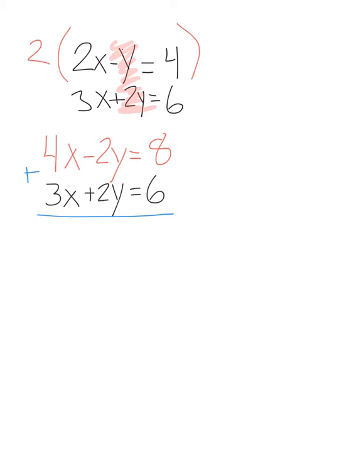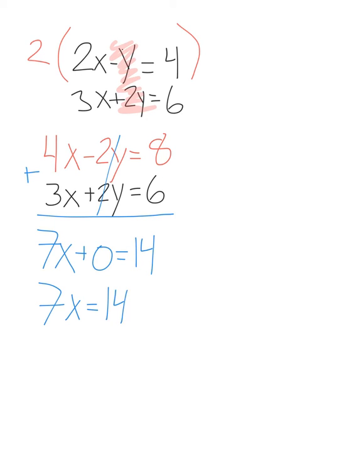So when we add our equations together, 4x plus 3x would give us 7x. Negative 2y plus 2y, those are additive inverses. That would leave us with 0. On the right, 8 plus 6 is 14. So we're left with 7x equals 14. Our last step would be to divide each side of our equation by 7. 7x divided by 7 would leave us with x. 14 divided by 7 would leave us with 2. So we end up with x equals 2.